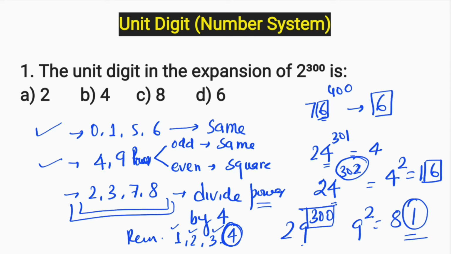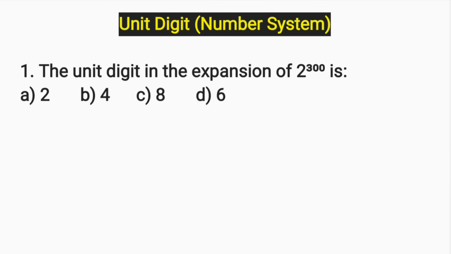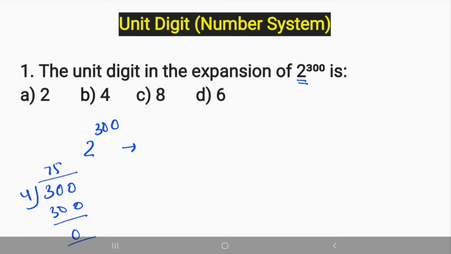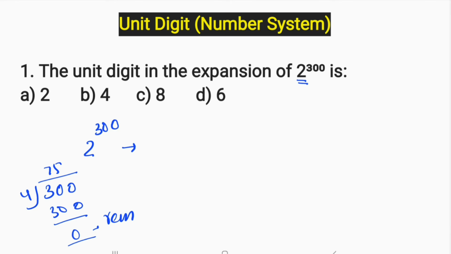Okay, now if you have understood this concept, we are going to apply this in these questions. So the first question is 2 raised to the power 300. What I told you in the concept is that you need to divide this power by 4. If you divide 300 by 4, you get 75 and remainder 0. So when you have remainder 0, what do you have to write? 4. Keep in mind, when you have remainder 0, write 4.